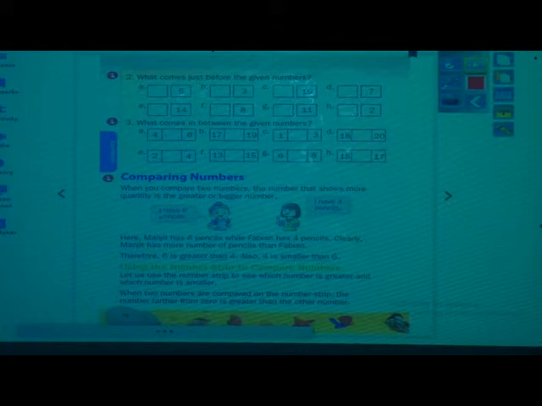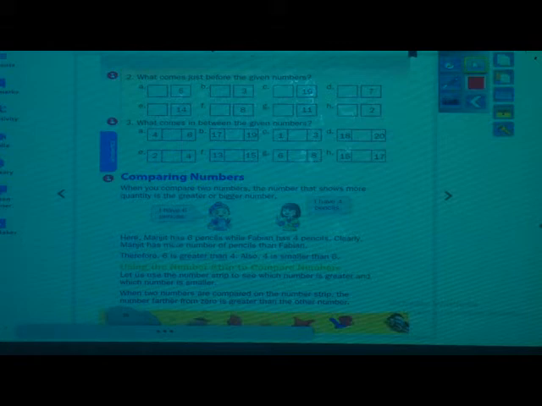Comparing numbers. When you compare two numbers, the number that shows more quantity is the greater or bigger number. Same as I explained just now. I took straws in my hand, so 5 was greater compared to 3. So here also you can see what they have told. If you compare two numbers, the number which shows more quantity, जिसमें quantity ज़्यादा होती है, तो उस नंबर को हम क्या बोलेंगे? Greater or bigger number.